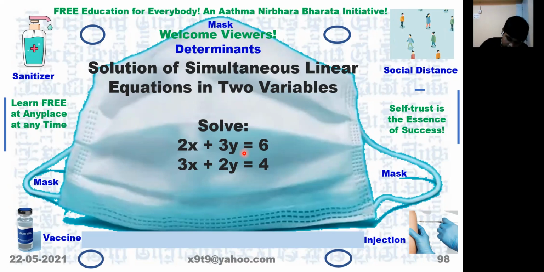Next, we should find delta x by delta. x is equal to delta x by delta. Correct. Delta x is 0, by minus 5. 0 by minus 5 is 0 itself. That is the x value.